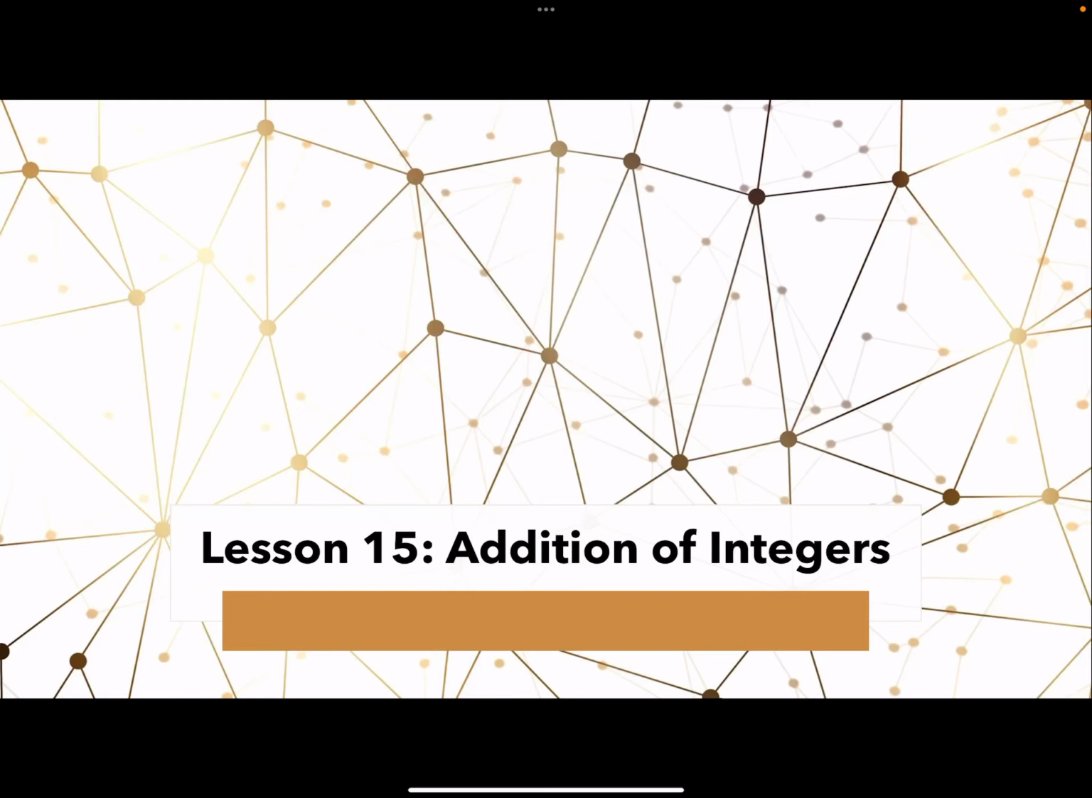Today we're going to talk about the addition of integers. I know in previous lessons we've talked about the rules for adding whole numbers and natural numbers, so we're going to add to that today and we're going to talk about the addition of integers.